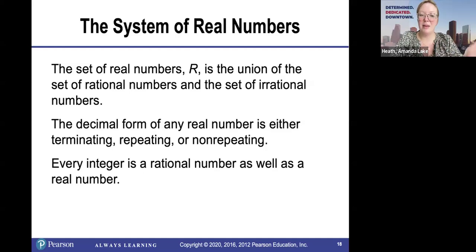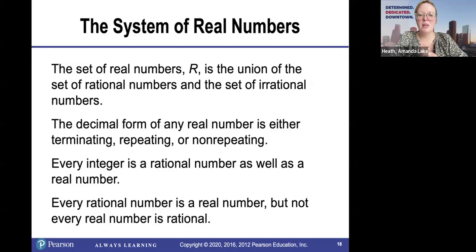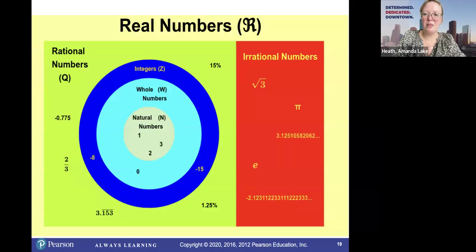So we have every integer is a real number. Every rational number is a real number, but not every real number is rational. For example, the cubed root of 2 is a real number, but it is not rational. Here's a nice chart, I think, that can help you visualize what's happening here.